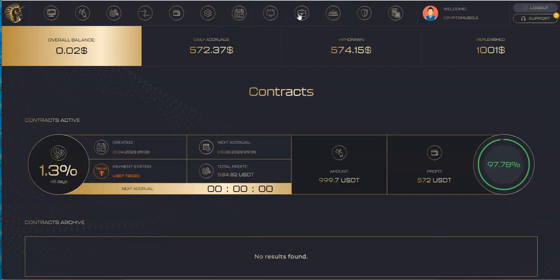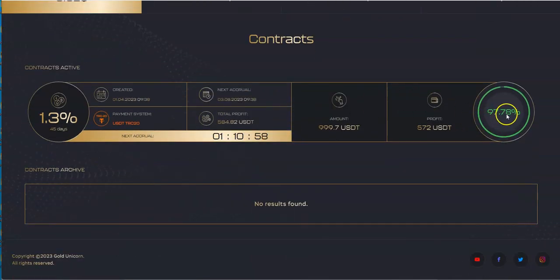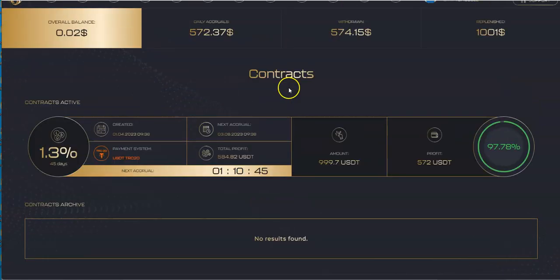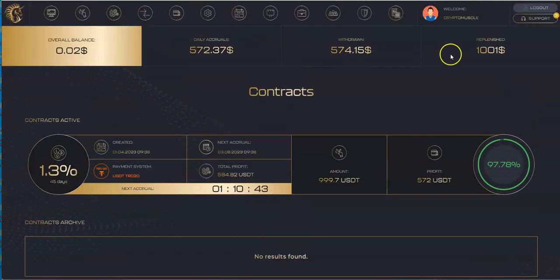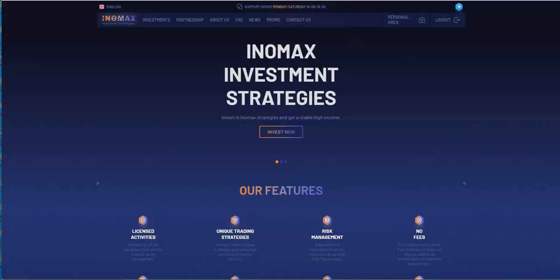Let's check out my contract. Let's see where I stand on this thing. Look at that, 97%. I might have to do a check-in maybe tomorrow or the next day to see how close I am. And I'll probably do a quick drive-by update either tomorrow or Friday just to see how this stands and whether or not I continue or just keep it rolling. So that's Gold Unicorn. Let's take a look at Inomax.